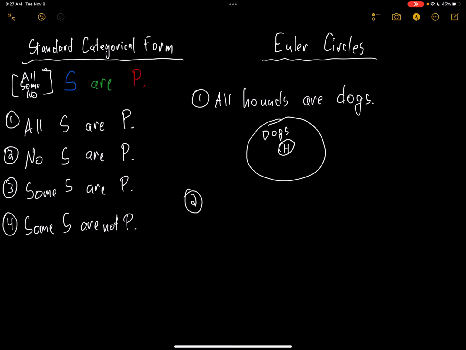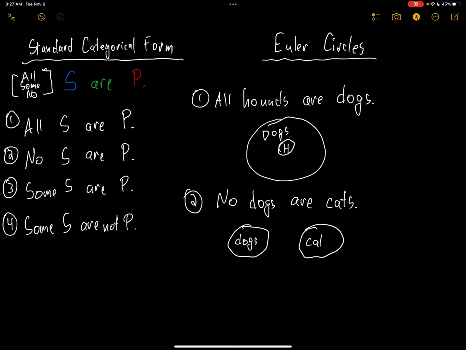Now, second one. What if I have a sentence like this? No dogs are cats. How might I illustrate this with the Euler circles? Well, in this case, I can draw two circles that do not overlap at all: dogs over here and cats over here. And here I can visually illustrate that no dogs are cats. None of the dogs are cats, and none of the cats are dogs. They do not overlap at all.